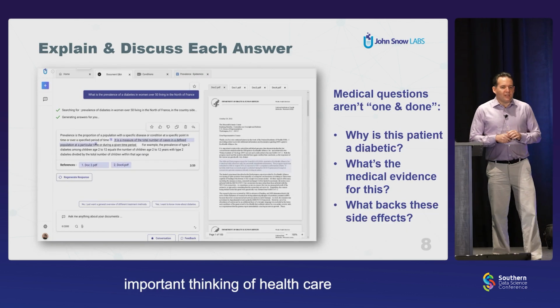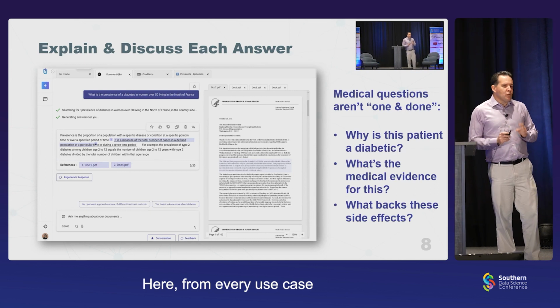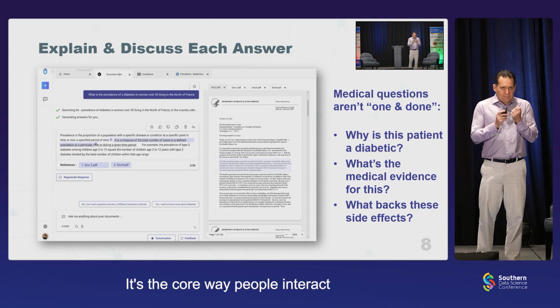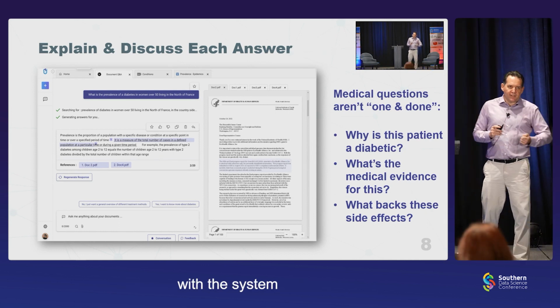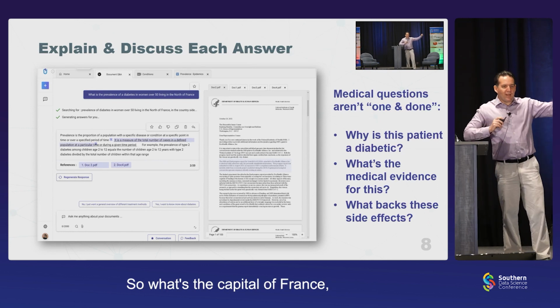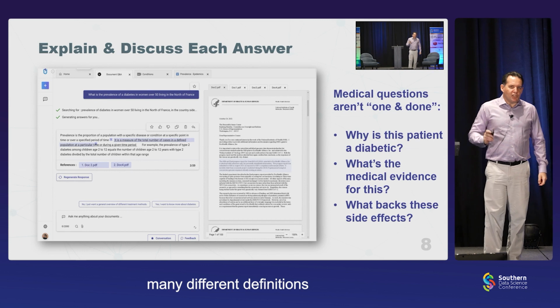The other very important thing in healthcare is explainability. And explainability here, from every use case we've seen, is not a responsible AI feature. It's the core way people interact with the system. Because in healthcare, there's very rarely one answer. So what's the capital of France? Oh, it's Paris. In healthcare, there are many, many different definitions for the same thing.